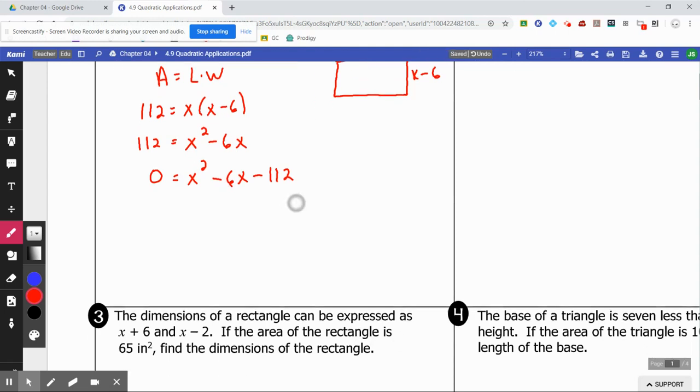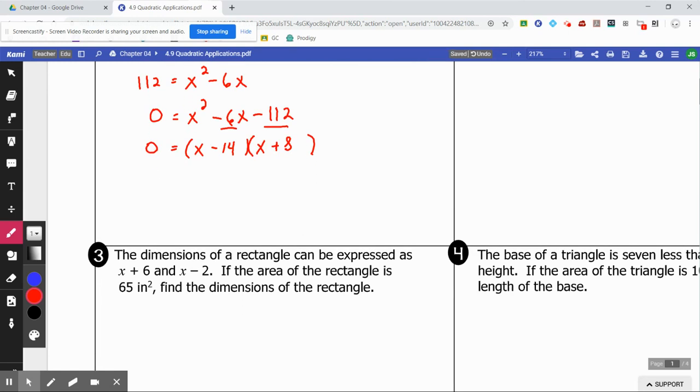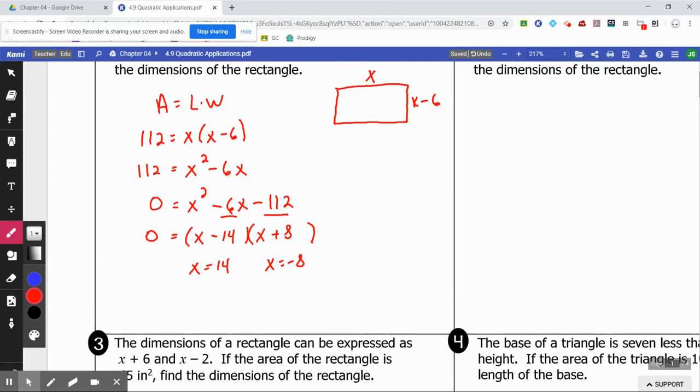So let's try to factor this, which I believe will be factorable. So two sets of parentheses, x and x, adds, multiplies, and you get a negative 14 and a positive 8 is equal to 0. So therefore set each equal to 0, and you're going to find out that either x is equal to 14 or x could be negative 8. Now we've got to remember our domain. We've got to remember what in the world is x. X is a side length of a rectangle. A side length of a rectangle cannot be a negative 8, so therefore here's your solution.